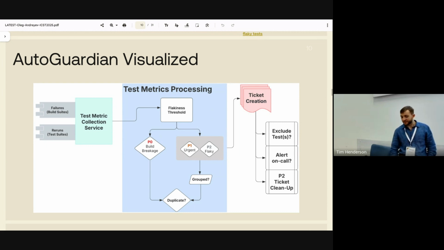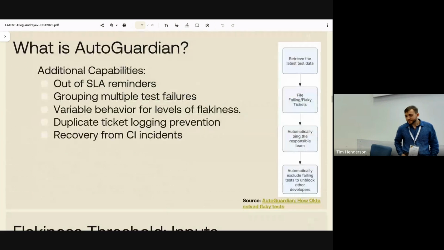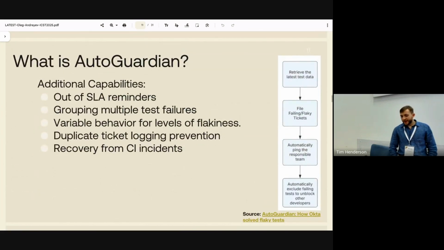The data becomes actionable. Next slide. So adding on to that core functionality, obviously we have out of SLA reminders, groupings, multiple thresholds, multiple outcomes. These are the P1s and P2s, or P1s and flaky tests. I don't like the term P2s, and now it's there. So we also have dedupe logic, and obviously, if there's a CI incident, how do we recover gracefully?